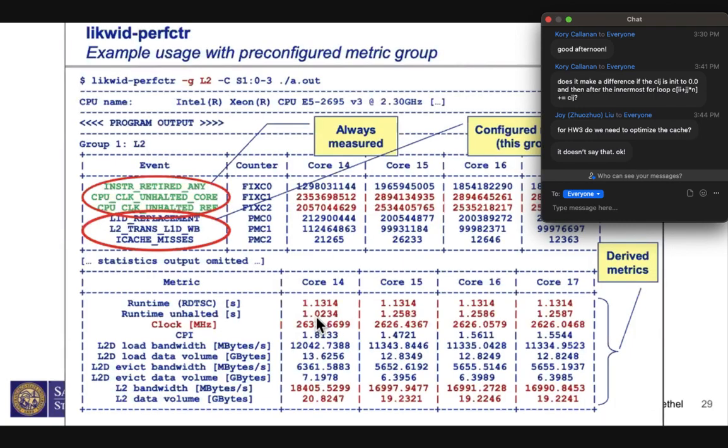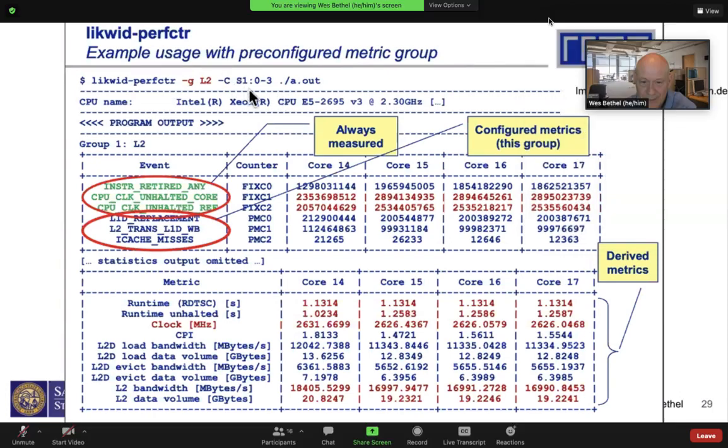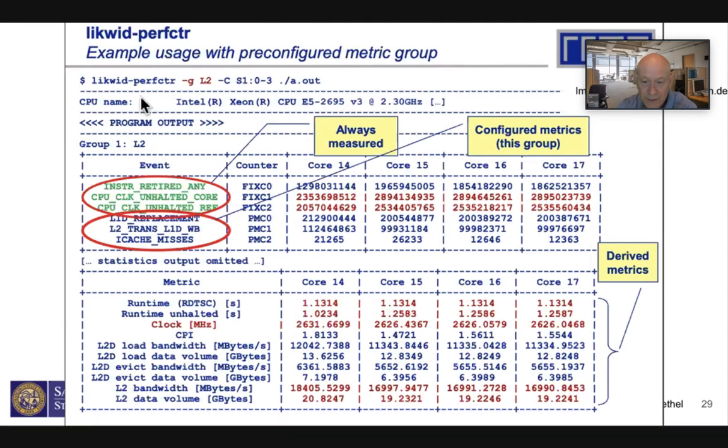So here's an example from the Liquid guys about what the output looks like. So liquid perf counter -G L2. We're looking at the L2 cache group, and he's doing a particular type of core mapping here and running a.out. This is the format of the output. You see information about the processor. You'll see program output here, which has been omitted for brevity. And then you see information about the row.